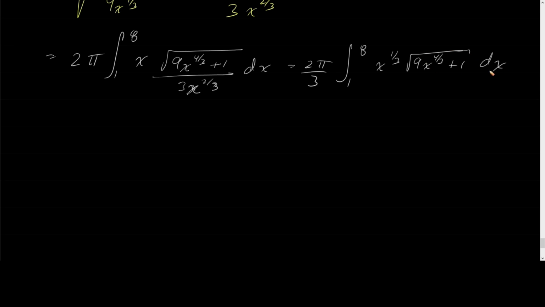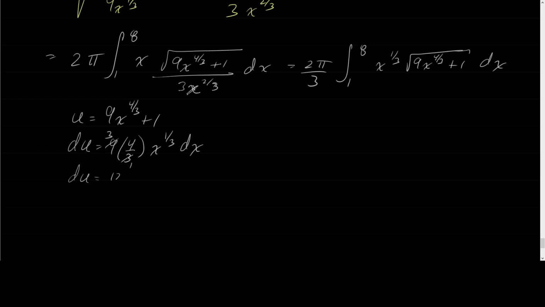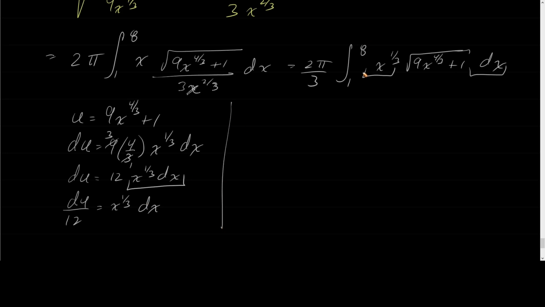All right. Next thing I'm going to do here is a u substitution. Let u be equal to 9x to the 4/3 plus 1. Then du would be, well, bring the exponent down, so we have 9 times 4/3 x to the 1/3 dx. Now this 9 and this 3 reduce, so really du is equal to 12 x to the 1/3 dx. But look at that, x to the 1/3 dx. So what we can really say here now is that du over 12 is x to the 1/3 dx.